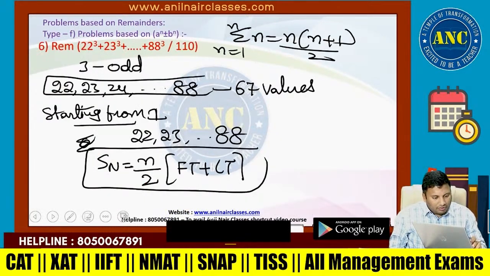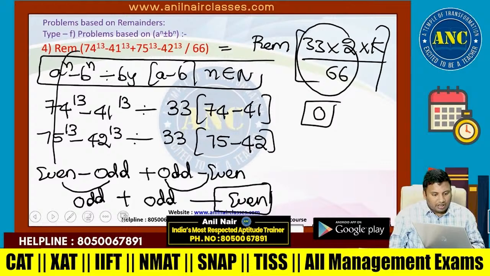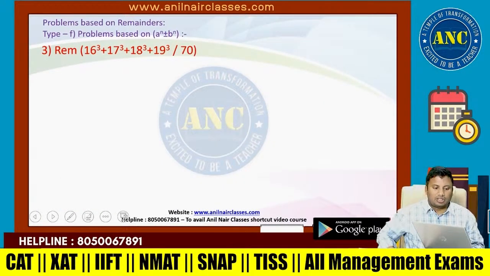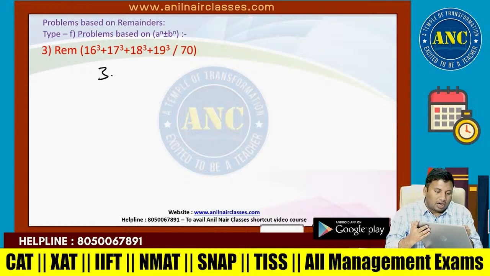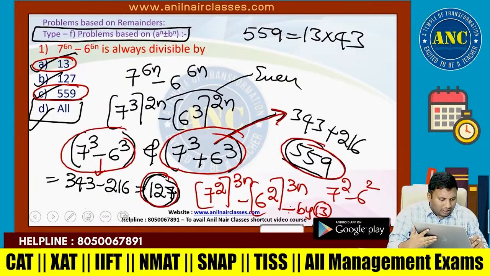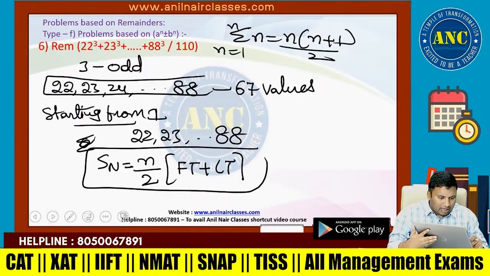Here also we can use the logic. 3 is an odd number. I think you may get a doubt in this. So I think I will see here.